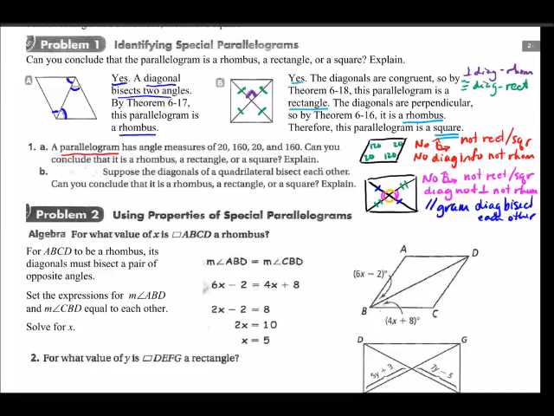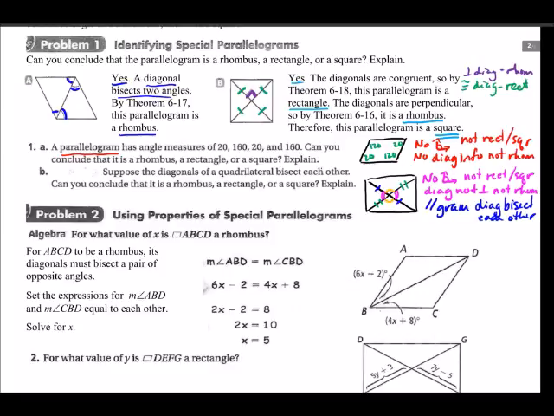How'd you do on these problems? All right, part A told us that a parallelogram has angle measures of 20, 160, 20, and 160. Can we conclude that it's a rhombus, rectangle, or square? So I drew a parallelogram and I put in my angles, and it doesn't tell us where the angles are, but we know that the opposite angles of a parallelogram have to be congruent. So I knew where to put them.